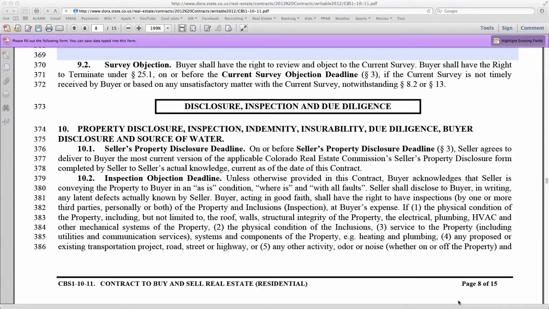Section 10.2, inspection objection deadline. The buyer acknowledges that the seller is conveying the property in as-is condition unless with the inspection the buyer has objections. If these objections cannot be resolved, the contract can be terminated. If the buyer does have objections after the inspection has been done, they must provide the seller with written notice on or by the objection deadline.